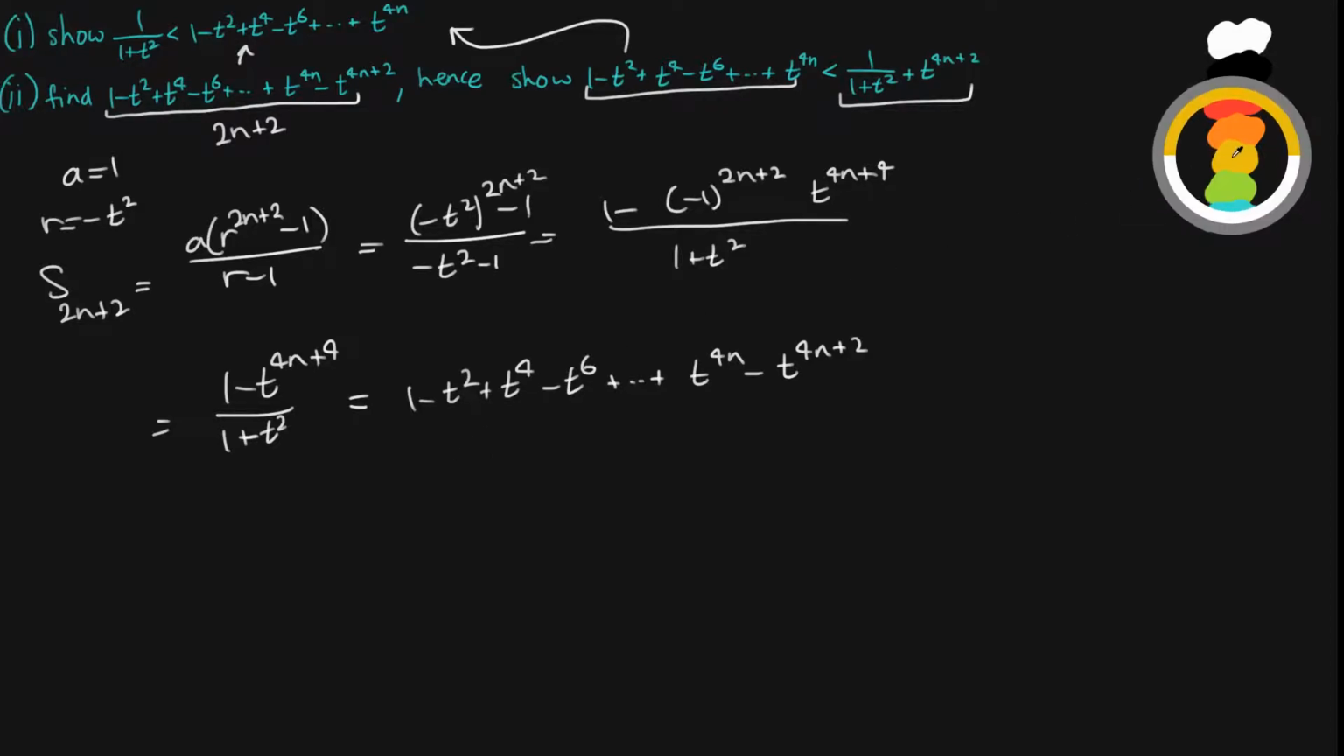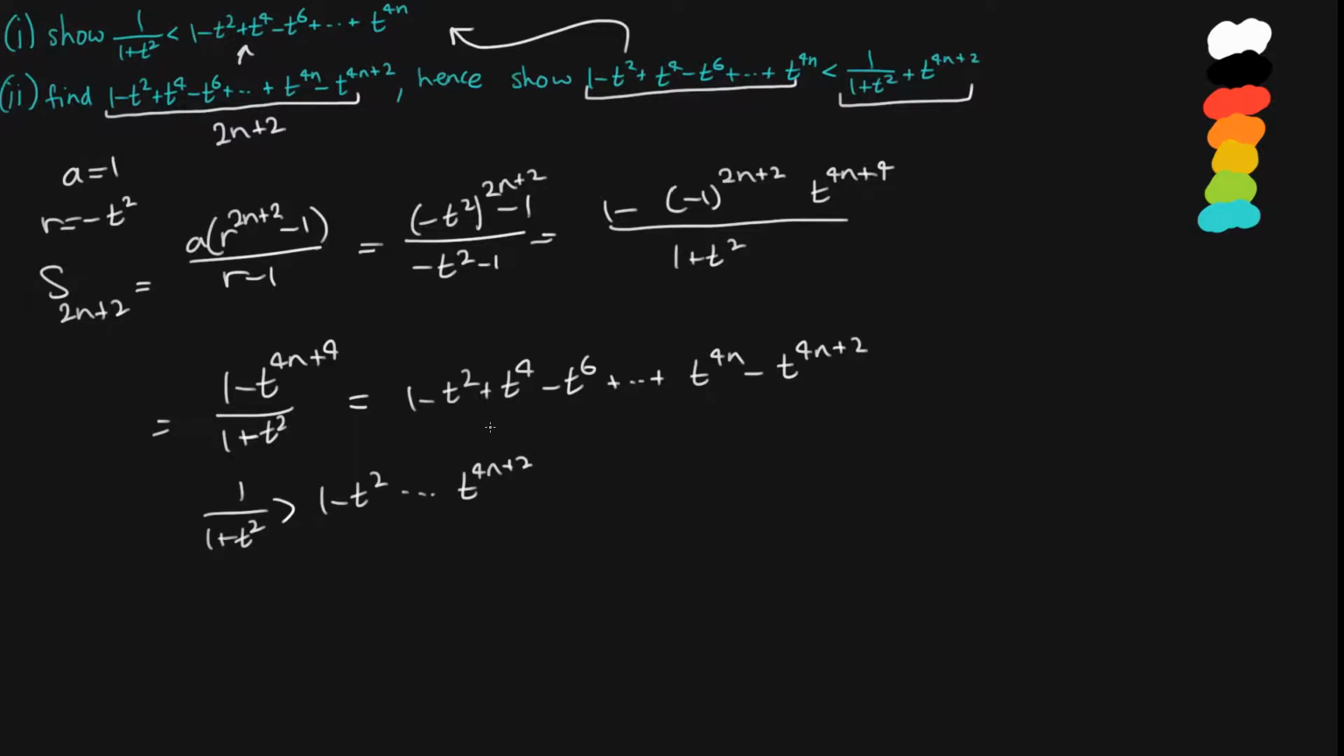Now, since this thing, including that minus sign, will be negative, since these are all squares, they're positive, that means if we take away that negative, it will get bigger, because we're essentially adding to it. So it'll be greater than our series.